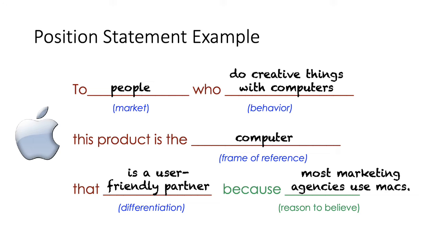How are they different? They are the user-friendly product. So most designers use Apple's because Apple has user-friendly products. Because most marketing agencies use Macs. So if you want to land a job with an agency or you want to have some specific type of software, or even you're learning, you're likely going to learn on a Mac. So this is an example of a position statement of value to creative people for Apple.